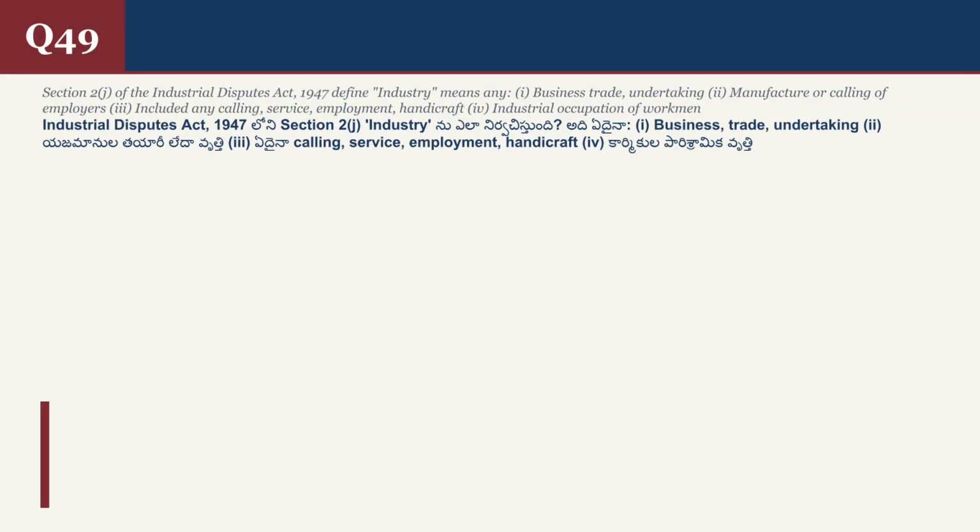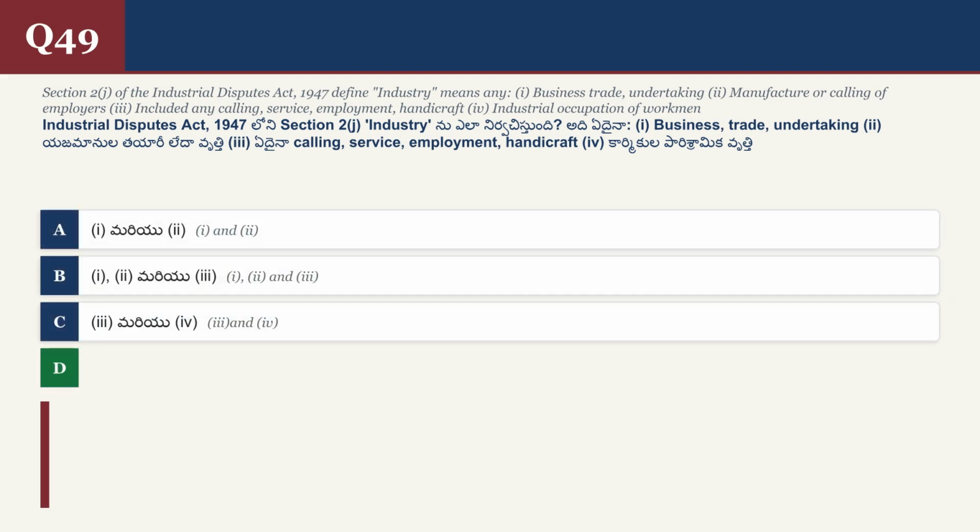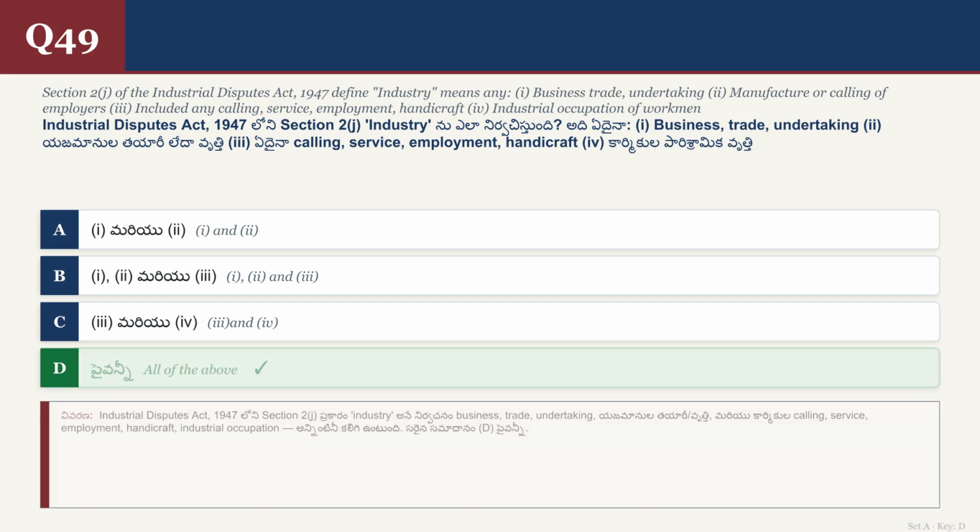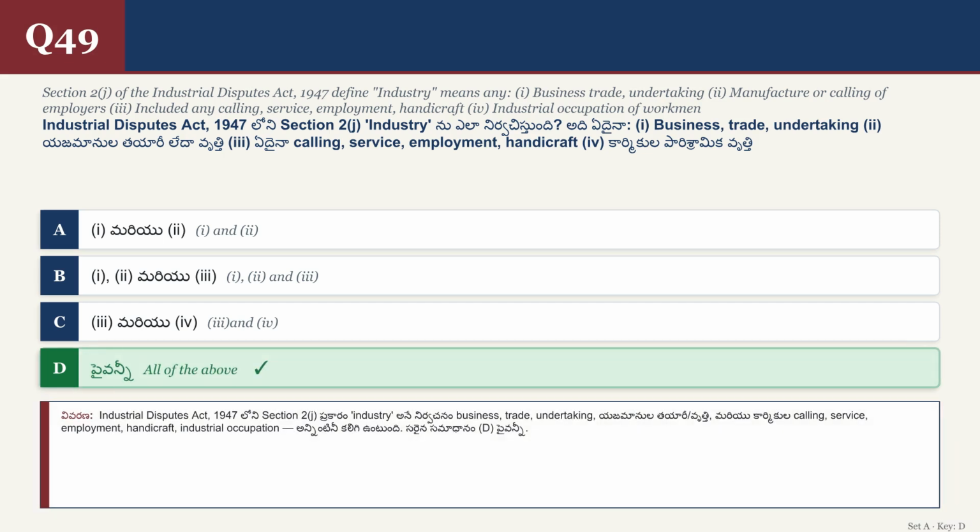Section 2(j) of the Industrial Disputes Act, 1947, defines industry to include all aspects: business, trade, undertaking, manufacture or calling of employers, and the calling, service, employment, handicraft, or industrial occupation of workmen. Therefore, all of the above options are correct.